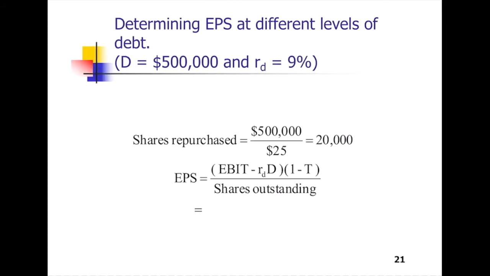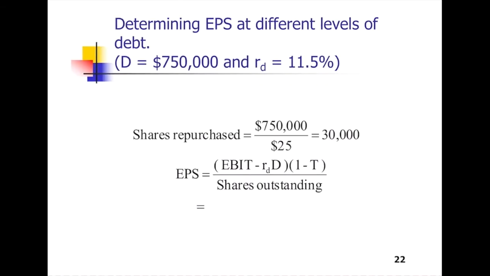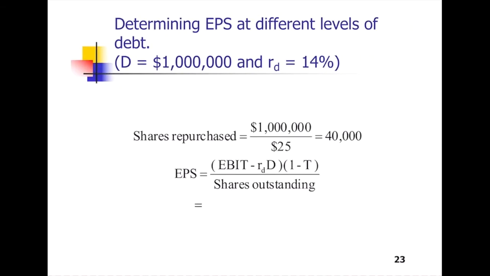When debt is 500,000, the EPS is this amount. And debt increased to 750,000, and debt increased to $100, right? You get this amount of EPS.